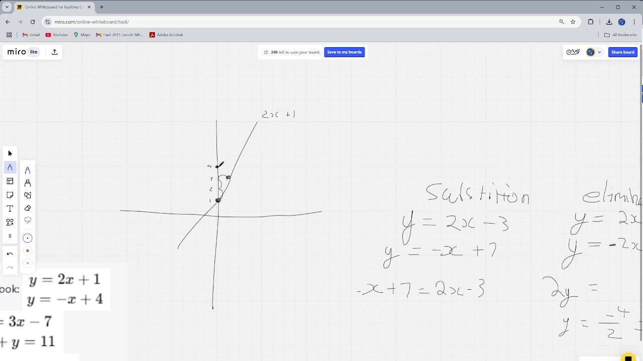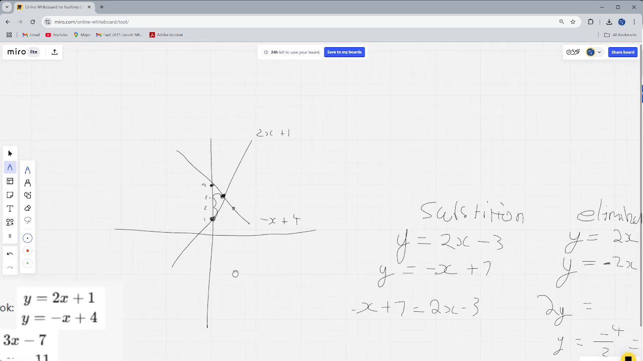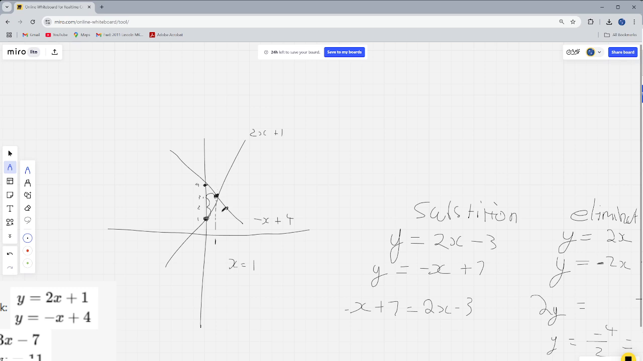Every time we rise negative 1, we run 1. So we're going to go here, here, and so on. That's going to be our other line, which is negative x plus 4. Whenever we're solving a system of equations, all we're looking for is the point where they meet. And already here you can see when x is equal to 1, that's where we meet, and y is going to be equal to 3.